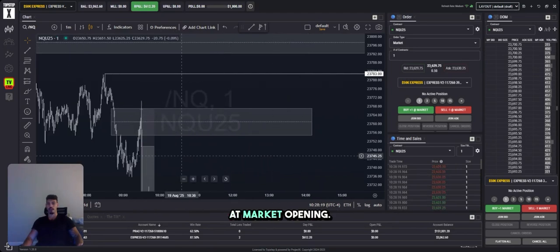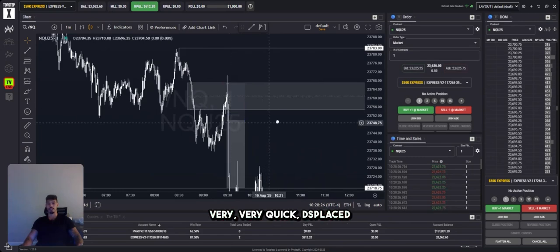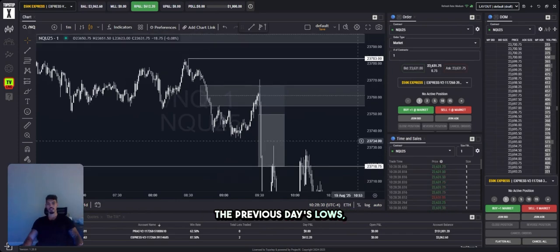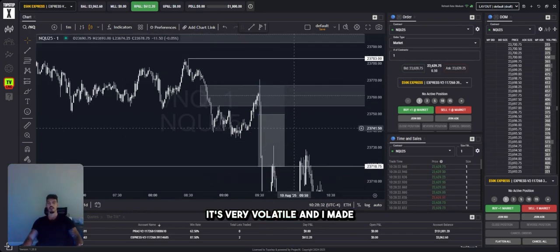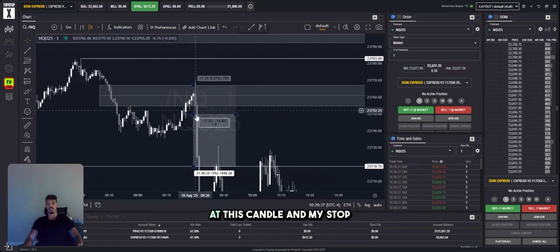Took this trade right at market opening. I figured if we don't inverse this and reject from here, rejected very, very quick. This plays down very, very quick. I knew we would flush down to the previous day's lows, especially at opening, right? It's very volatile. And I made myself available for it, right? Entered at this displacement down, right at this candle.